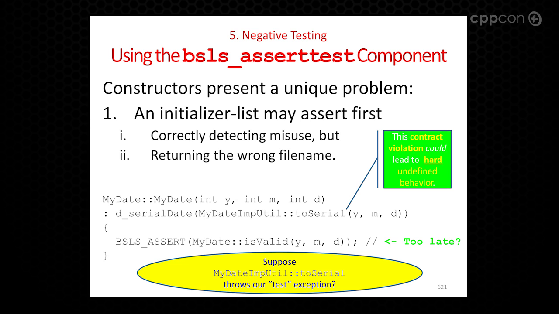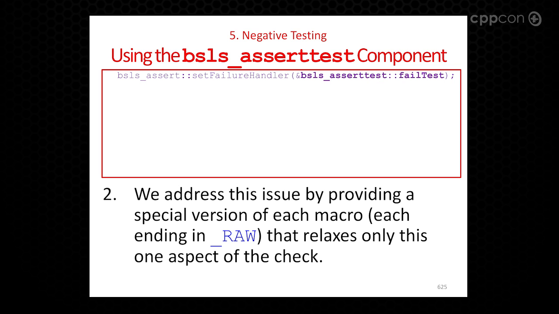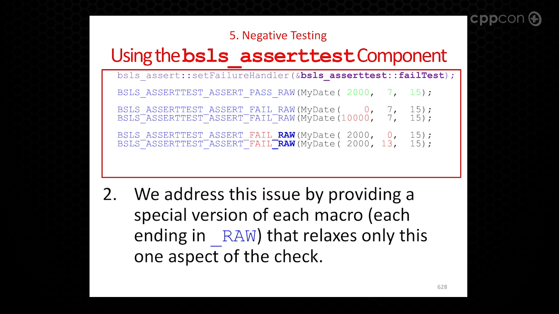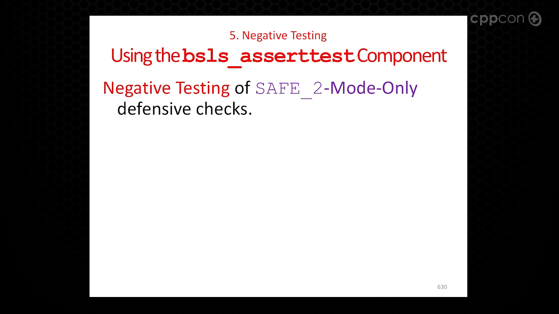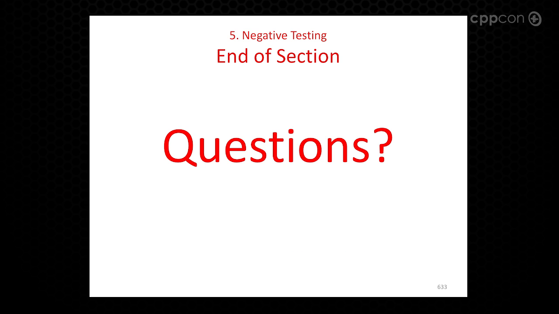I'm just glossing over this because I want to make sure we get through everything, and we're almost done. There's one little thing at the end I want to talk about. We address this by adding the term raw, and raw is just forgiving. It says, as long as you throw the exception, I don't care what component you come from, and it looks something like this, and we're happy. This is just a little example of how we might test such a thing. All right, so safe 2 mode only. It's obvious what we'll do: we won't test something unless it's active in safe 2. So I'm through that. Do you guys have any questions?